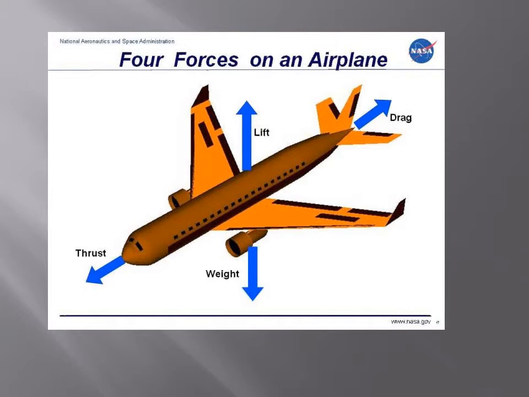Lift and drag are considered aerodynamic forces because they exist due to the movement of the aircraft through the air. Gravity pulls down on the plane, opposing the lift created by air flowing over the wing. These two forces balance each other out. Thrust is generated by the propeller and opposes drag caused by air resistance to the frontal area of the airplane.